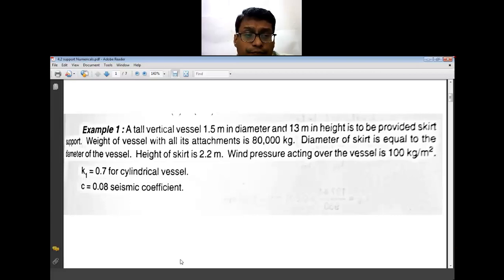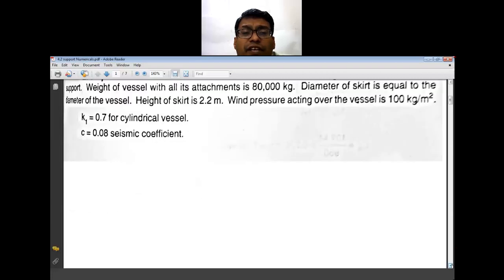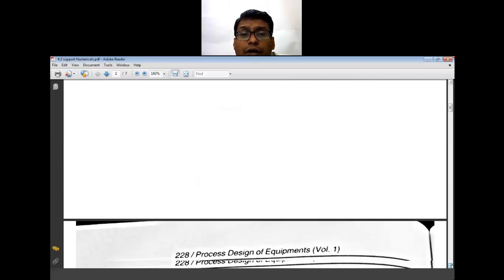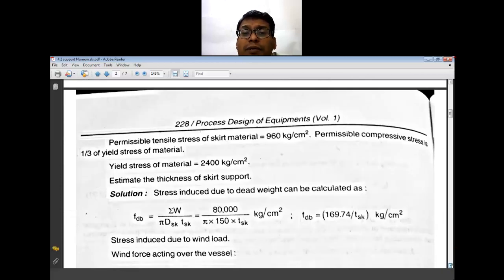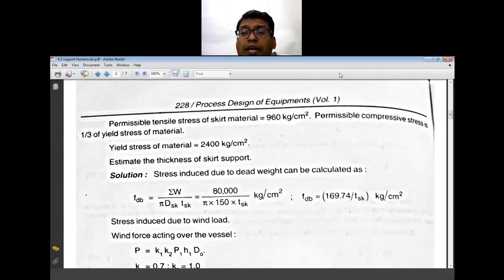Then the diameter of the skirt is equal to the diameter of the vessel. Both the diameters are matching, that is 1.5 meters. Then the height of the skirt, that is the bottom height of the skirt, is 2.2 meters. So what will be the total height in that case? It is the 13 meters, that is the height of the column, plus 2.2 meters at the bottom. That is nothing but 15.2 meters, that will be the total height taken for calculation purpose.